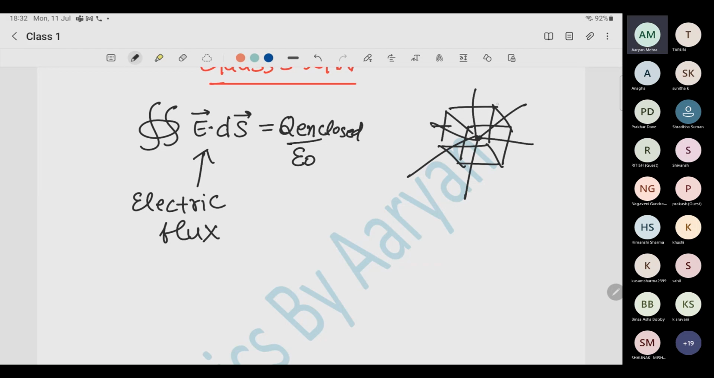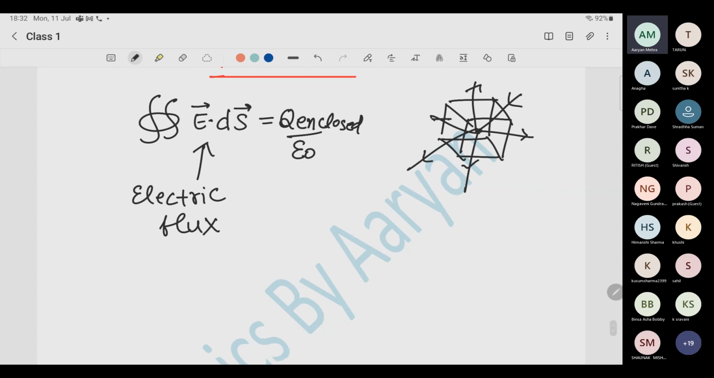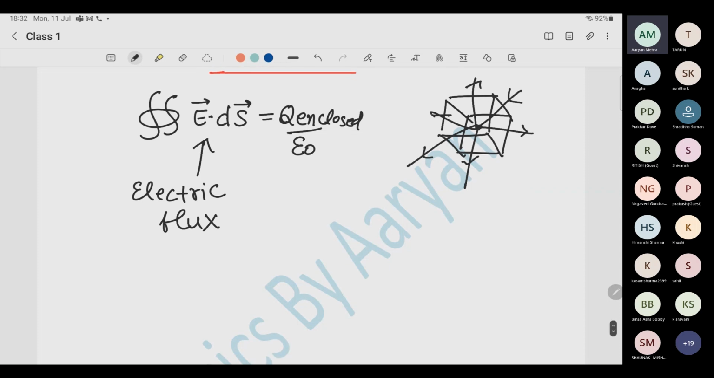Some electric field lines are coming out. It means this box will have net electric field coming out. And if this is a negative charge, then electric field lines will go in. So electric field is going inside. It is a very elegant law which describes the physics: electric flux coming out or going in a closed surface is equal to the charge enclosed within that surface divided by epsilon naught.